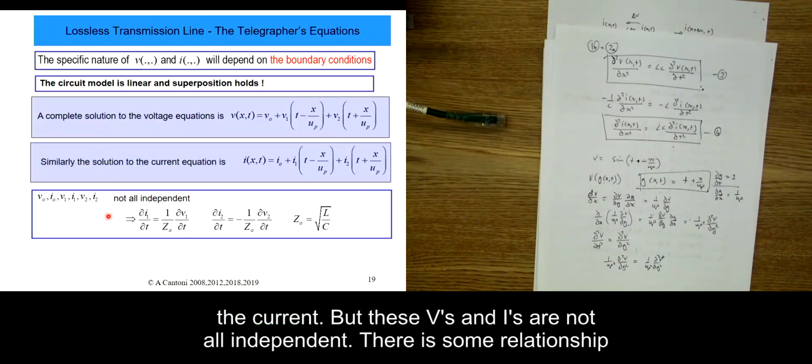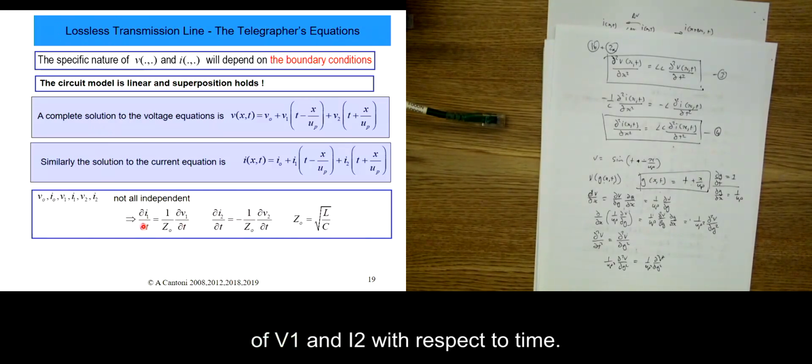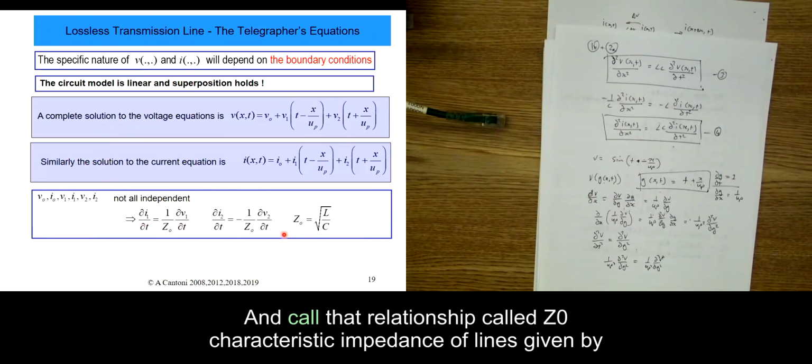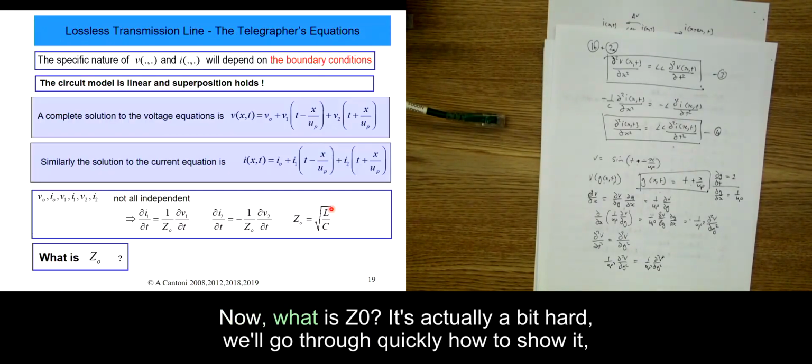But these V's and I's are not all independent. There's a relationship between V1 and I1 and V2 and I2, and that relationship involves the derivative of V1 and I2 with respect to time. That relationship is called Z0, the characteristic impedance of the line. It's given by the square root of L over C, right? Now what is Z0? Well, it's actually a bit hard. We'll go through quickly how to show it.